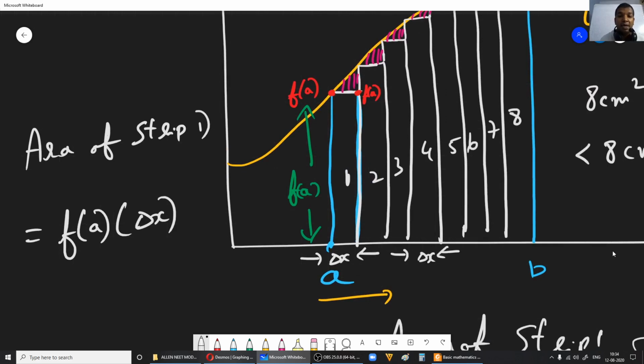Now area of strip 2. Here I'll consider one more point, something like b, which I have taken already, so call it c. This point is c, and now this would be f of c. Area of strip 2 you can give by considering the length of the strip multiplied by the breadth of the strip. Strip here simply means rectangle.